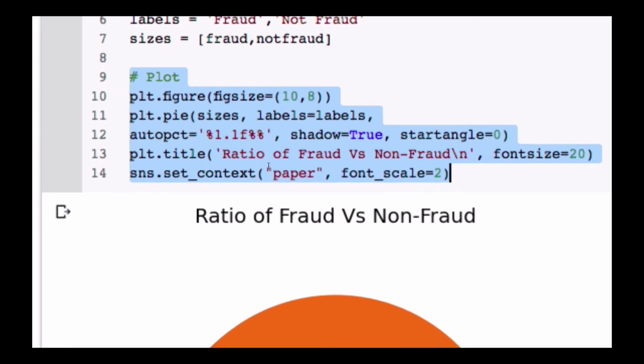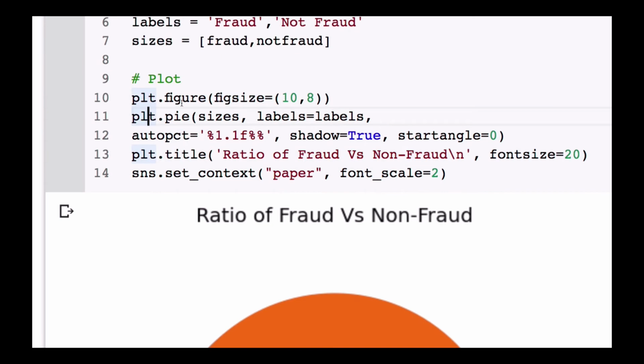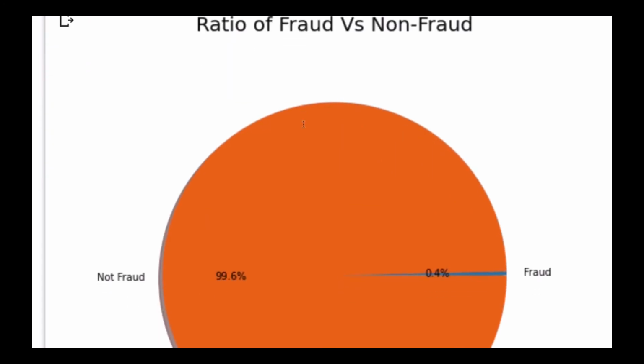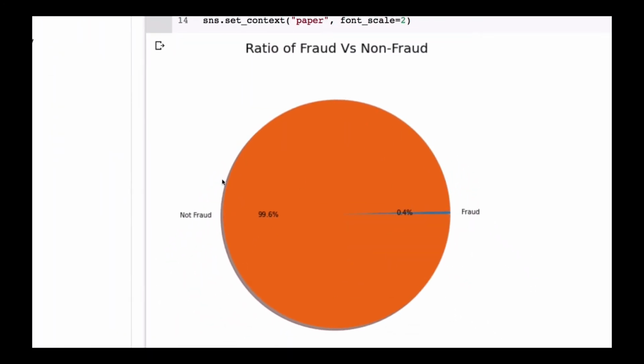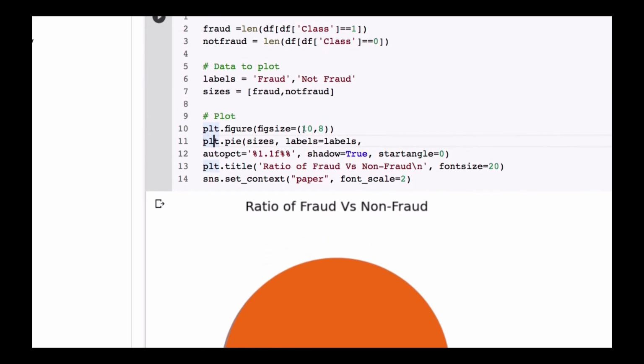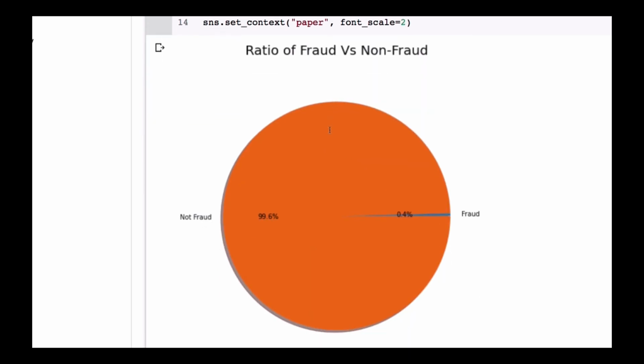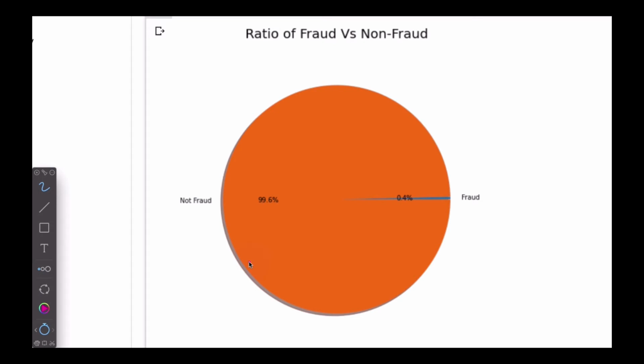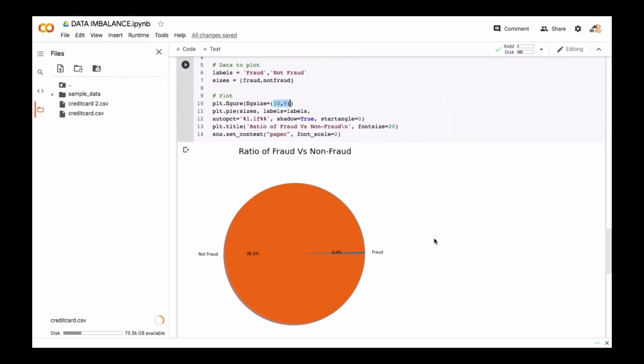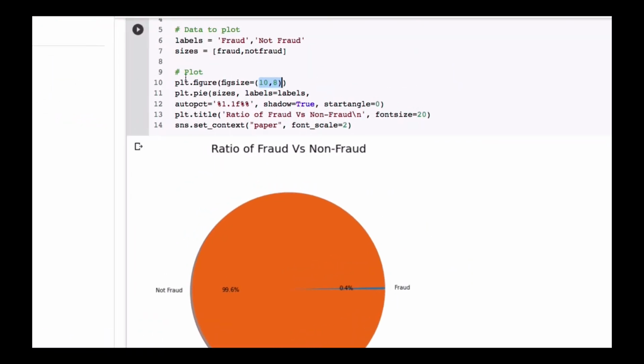Now I'm going to plot it. I'm setting the size of this pie chart here: 10 and then 8. This part will be the 10, and this part will be the 8. So that's the 8 and 10 that you see over there. You can change these values as per your requirements.